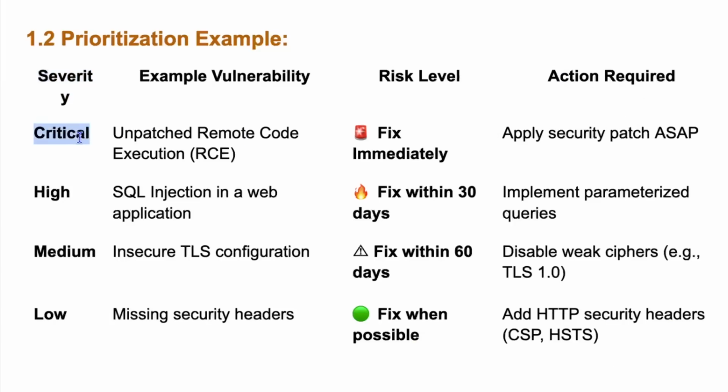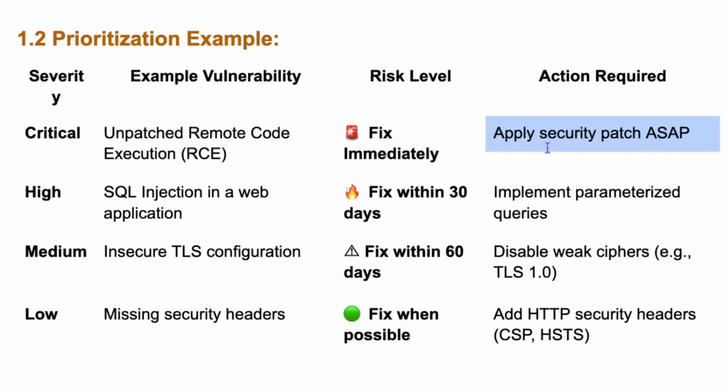If it's a critical level vulnerability, for example an unpatched remote code execution, meaning somebody can execute code remotely from a different country, they could execute code on your system. You need to fix that immediately. This is a warning, like an alarm, right? You need to fix that right away, because they could execute code remotely. They could do whatever they want on your systems.